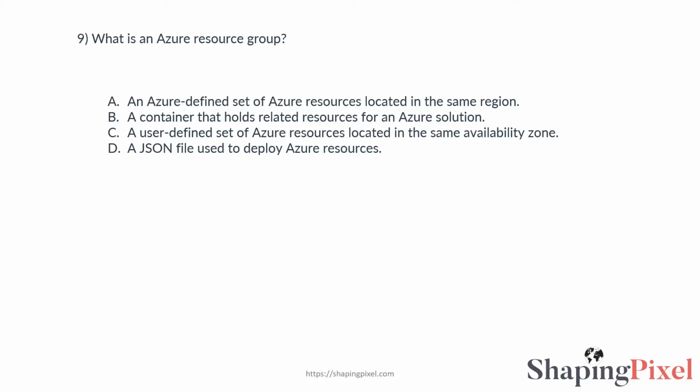Question number 9. What is an Azure resource group? And we have the following four options. Option A, an Azure defined set of Azure resources located in the same region. Option B, a container that holds related resources for an Azure solution. Option C, a user defined set of Azure resources located in the same availability zone. And option D, a JSON file used to deploy Azure resources. So the right answer here is option B, a container that holds related resources for an Azure solution.